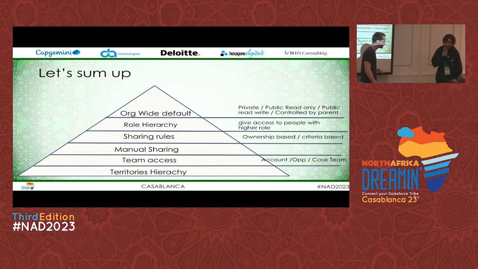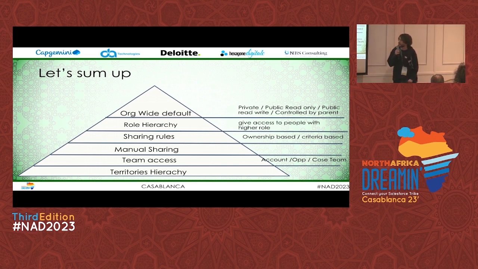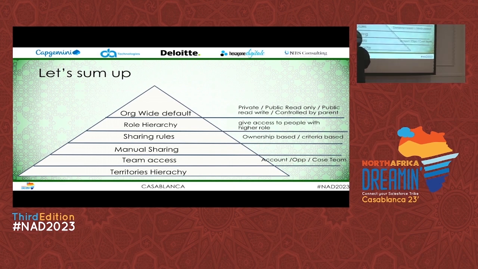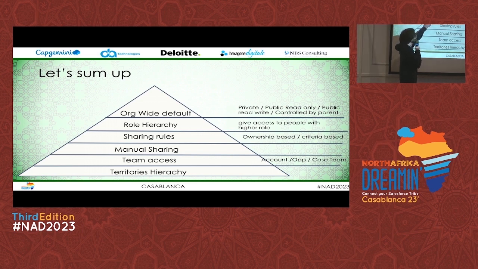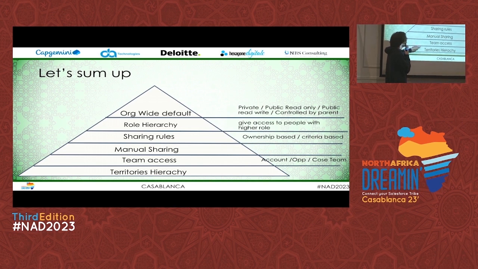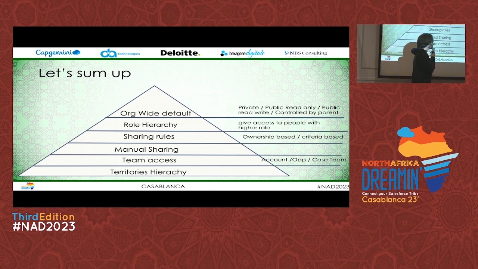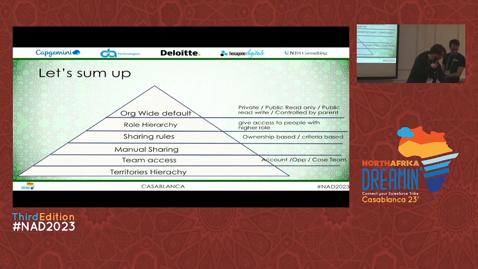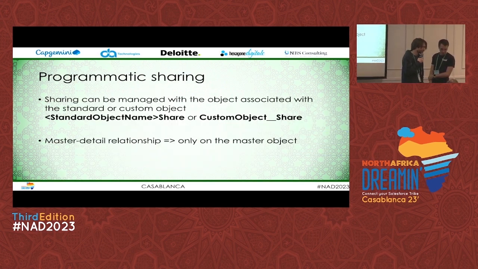So if we sum up a bit what Romain said, we have different features that can let us share different records. Org-wide default at the top of the pyramid, the role hierarchy, the sharing rule, the manual sharing, the team's access, and the territory hierarchy. But sometimes it's not enough to deal with our use case, so we will need another feature, which is called programmatic sharing.